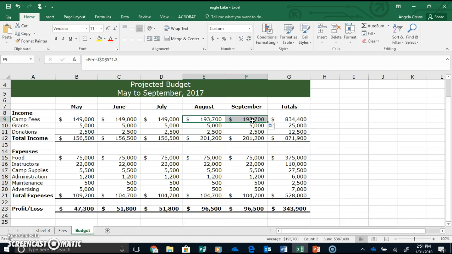We talked about this on the ski trip budget. When you have 2 or more cells selected that have numbers in them, down here it tells you what your sum is. Write that number down.